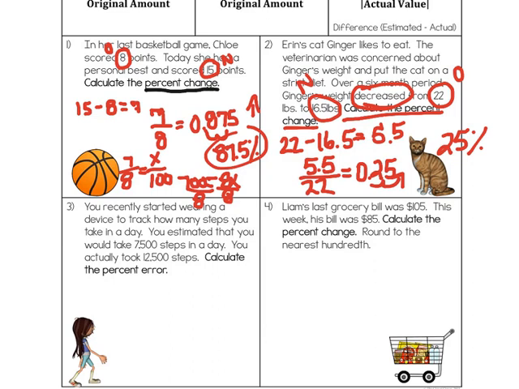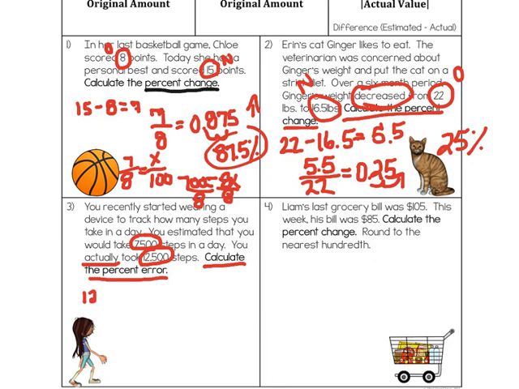You recently started wearing a device to track how many steps you take in a day. You estimated that you would take 7,500 steps in a day. You actually took 12,500 steps. Calculate the percent error. Okay. So if we look at this, we say that you estimated that it would be 7,500 steps, but you actually took 12,500. Okay. So we start off with the difference.